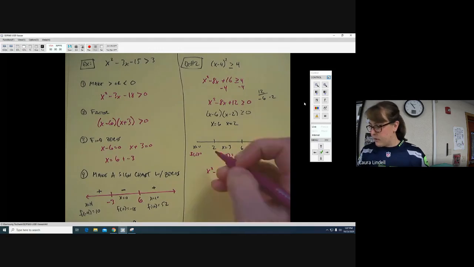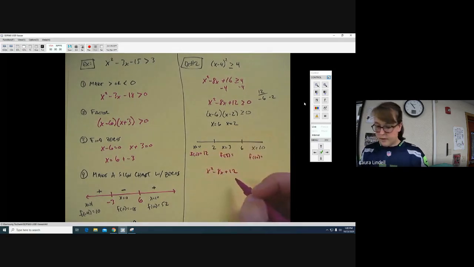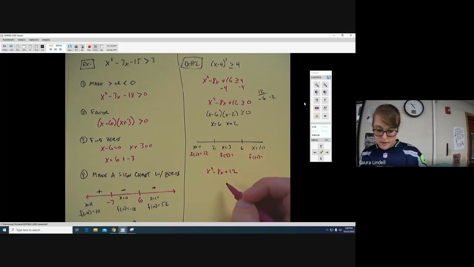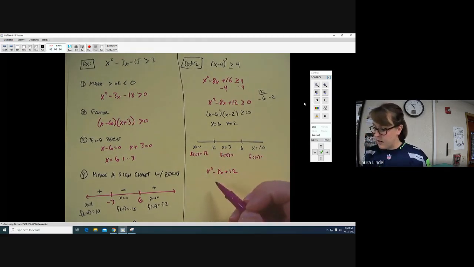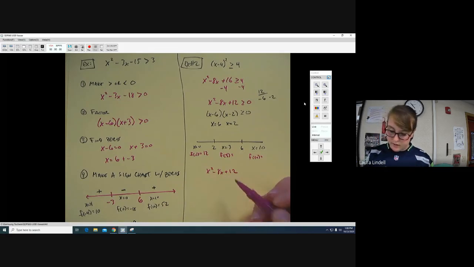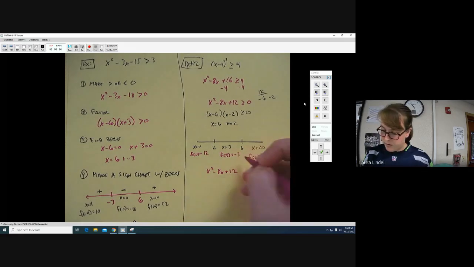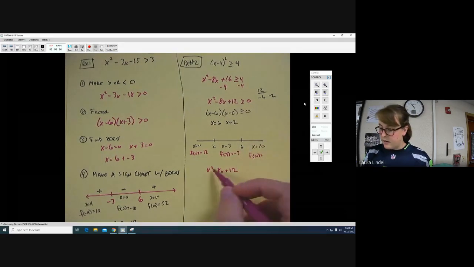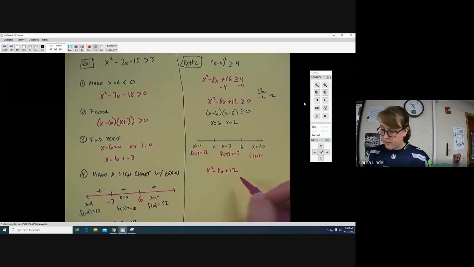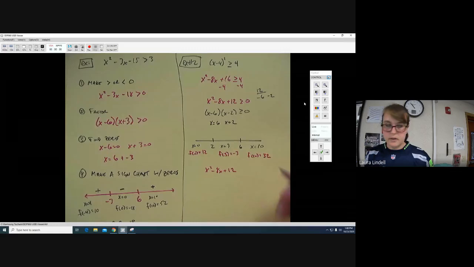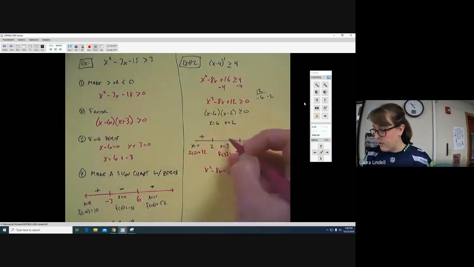So f of 0 is going to be 12. F of 3: 3 squared is 9, minus 24 plus 12 gives us negative 3. And then 10 squared is 100, minus 80 plus 12 gives us 32. So we have another situation where it's positive, negative, positive.